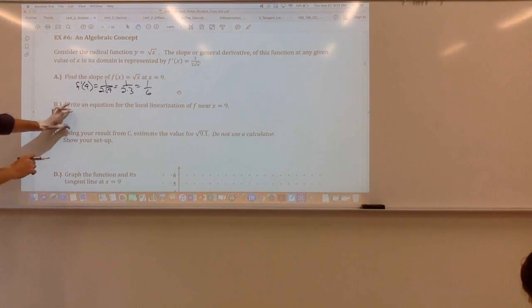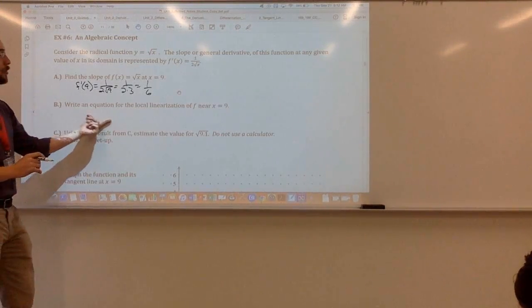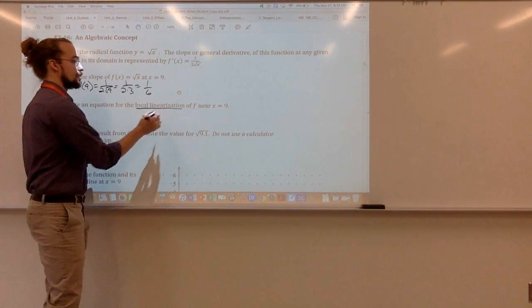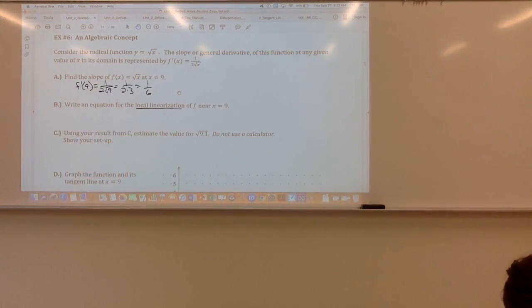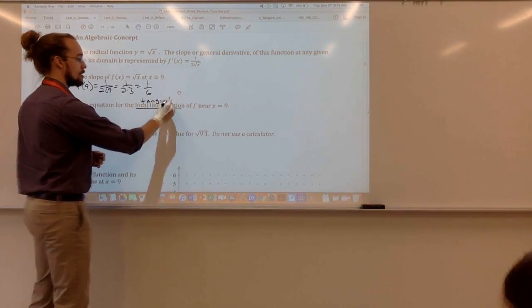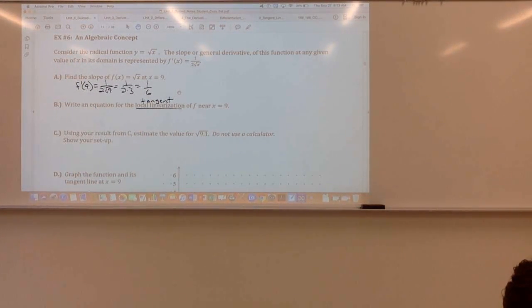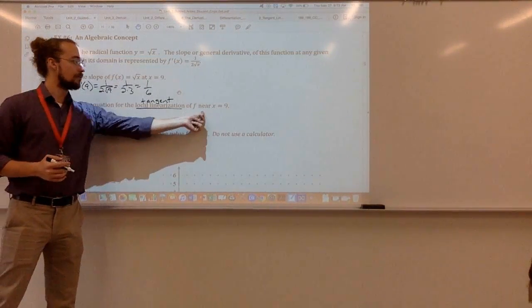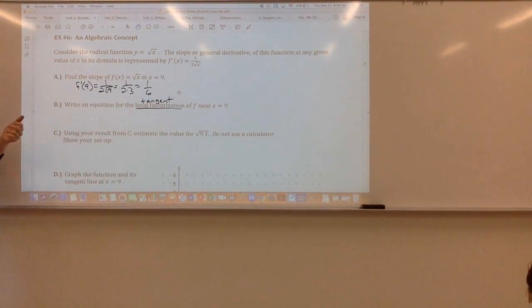So now I want to write an equation. It says local linearization. That's the exact same thing as tangent line, right? Local linearization is the exact same thing as tangent line. So it's saying write an equation for the tangent line of f at x equals 9. How would I do that?